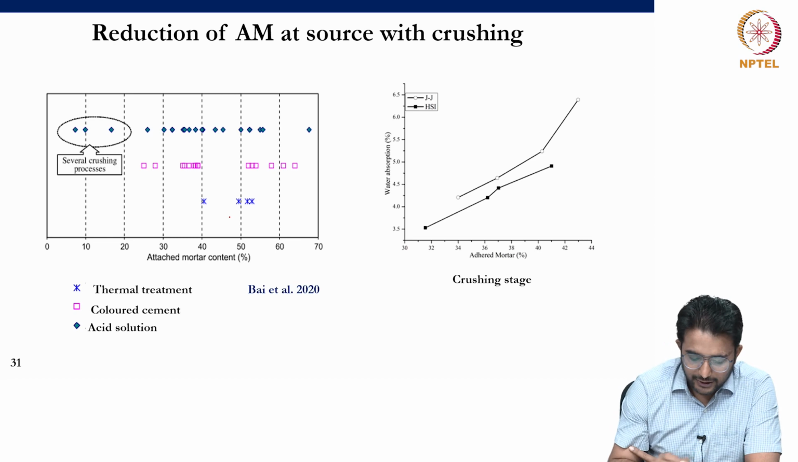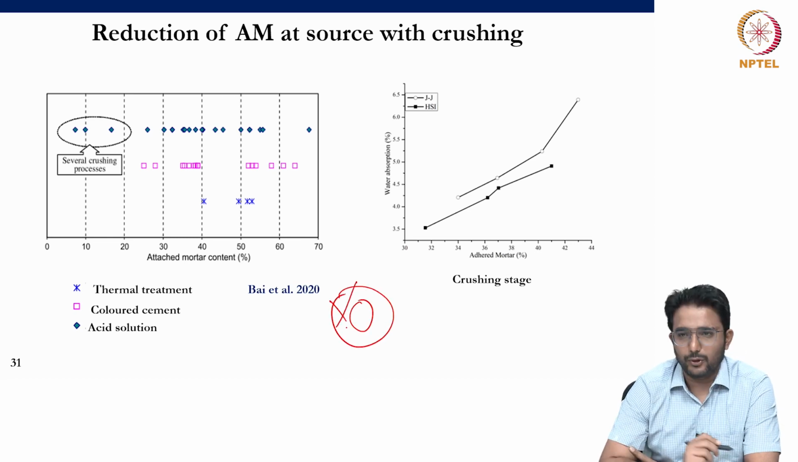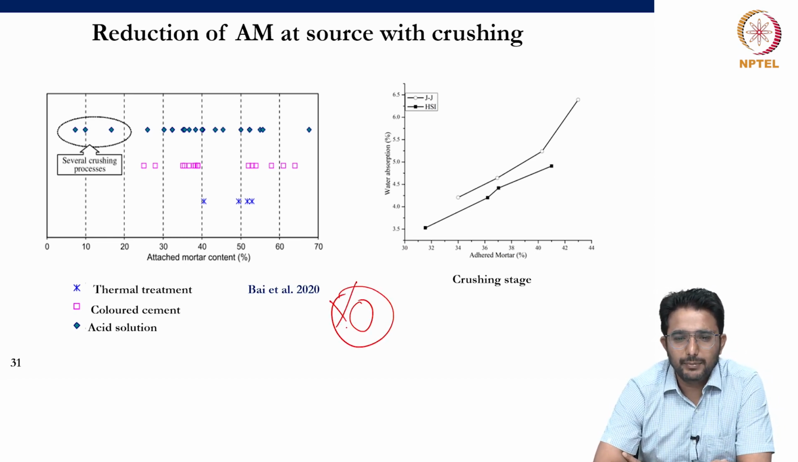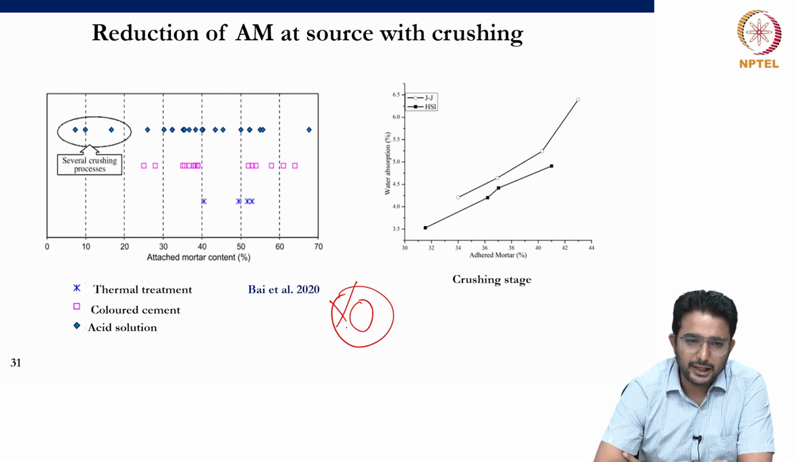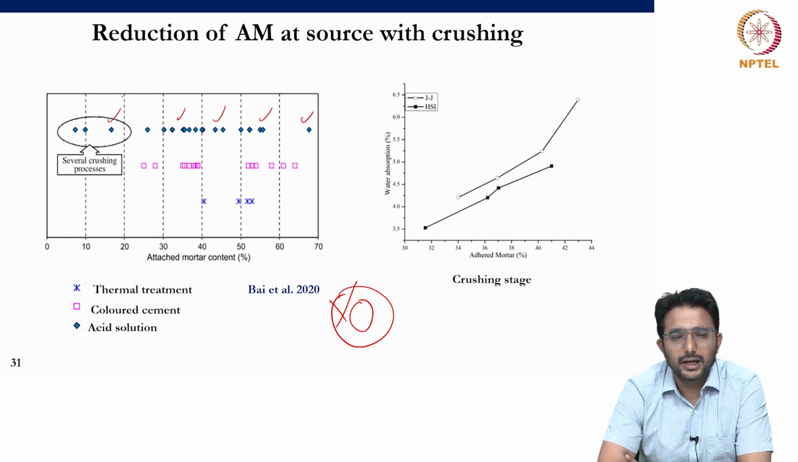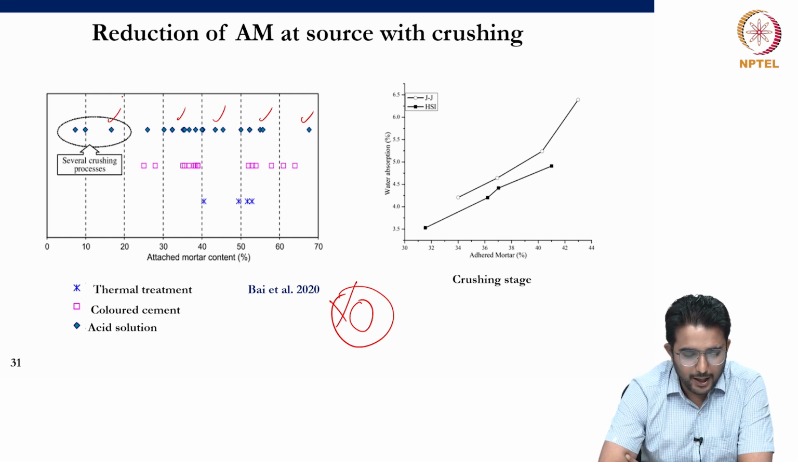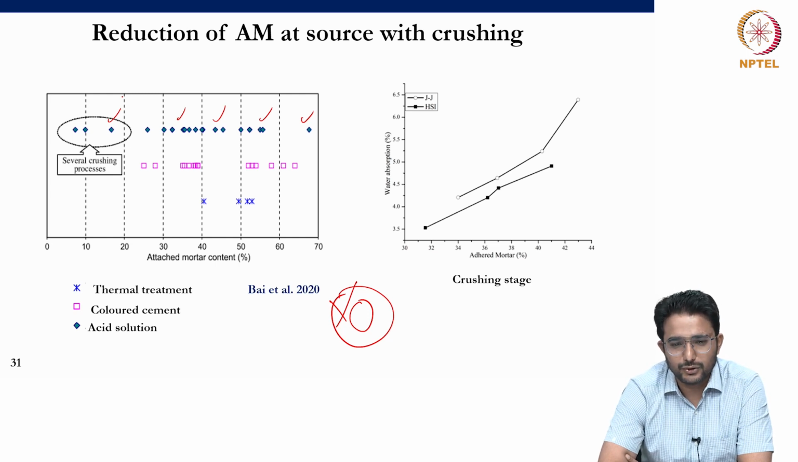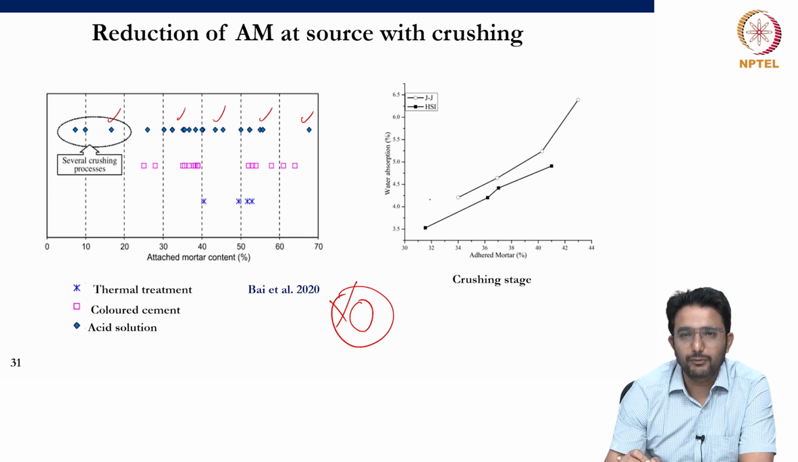Now coming to the techniques wherein we are totally removing the adhered mortar, right? So the adhered mortar can be effectively removed, or not fully, partially, at the generation point only. Let's say in the recycling plants, if you are having multiple stages of crushing, obviously it will be able to reduce the adhered mortar effectively. And also the study that has been conducted at IIT Madras shows that by changing the crusher type also we can effectively reduce the adhered mortar.